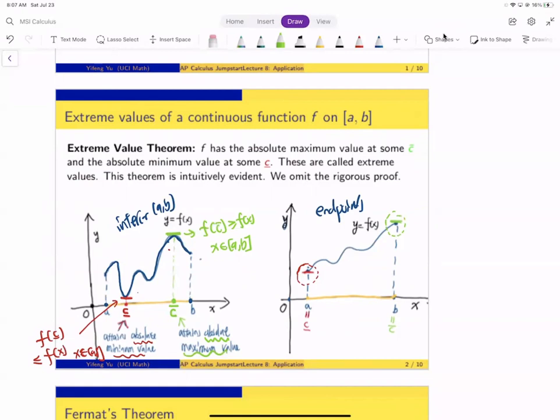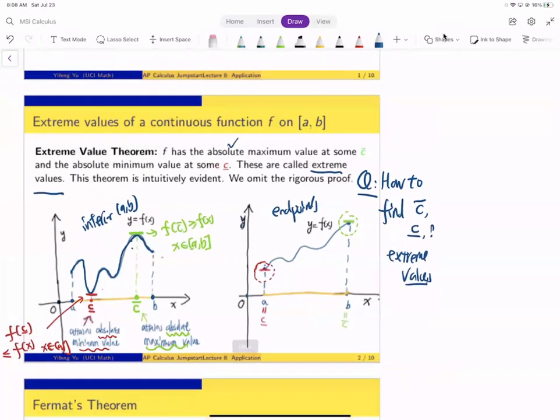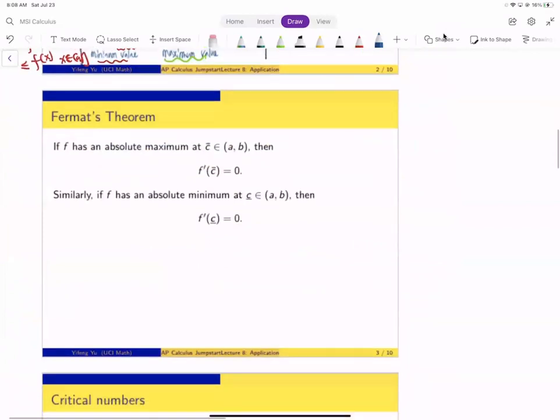Now, the most important question is how to find them. We know a continuous function always has a maximum and minimum on a closed interval, but most importantly, what we want to see is how to find the place where it is maximum, the place where it is minimal, and those extreme values. Extreme values means absolute maximum or absolute minimum. For that, we'll use Fermat's theorem.